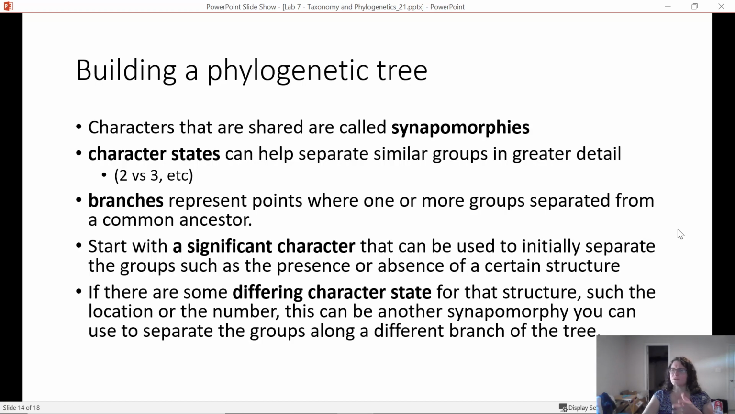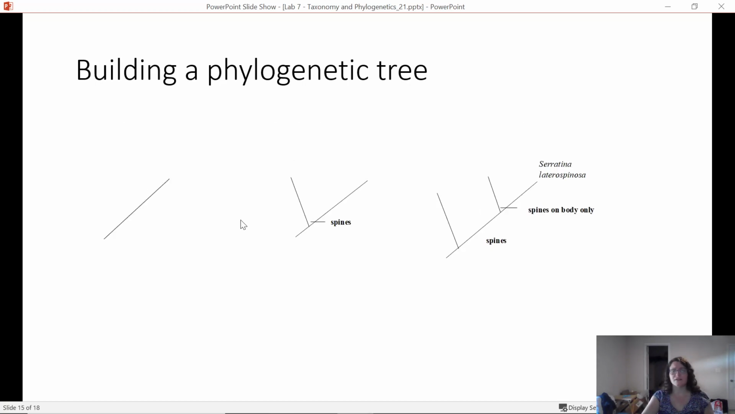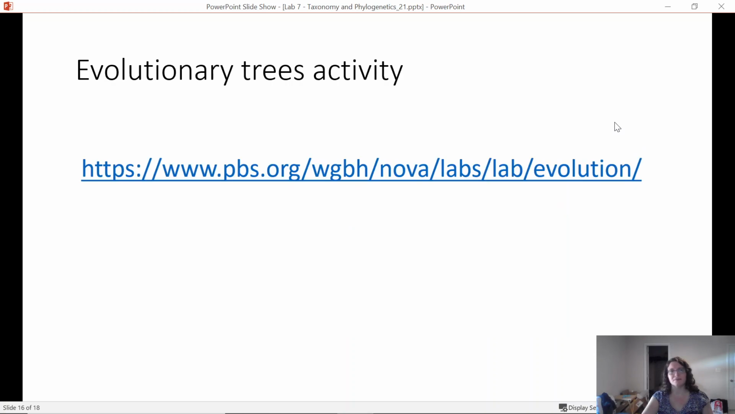Okay, so this works for a little bit more complicated ones, but you will be able to see the difference here. Let's say you have something here, and they all share a certain characteristic, but then some of them have spines. So everything above here has spines. And then everything above this branch has spines on the body only. These have spines on other parts. These have no spines, okay? So you see Serratina, Laterospinosa, whatever it is that is in these species.